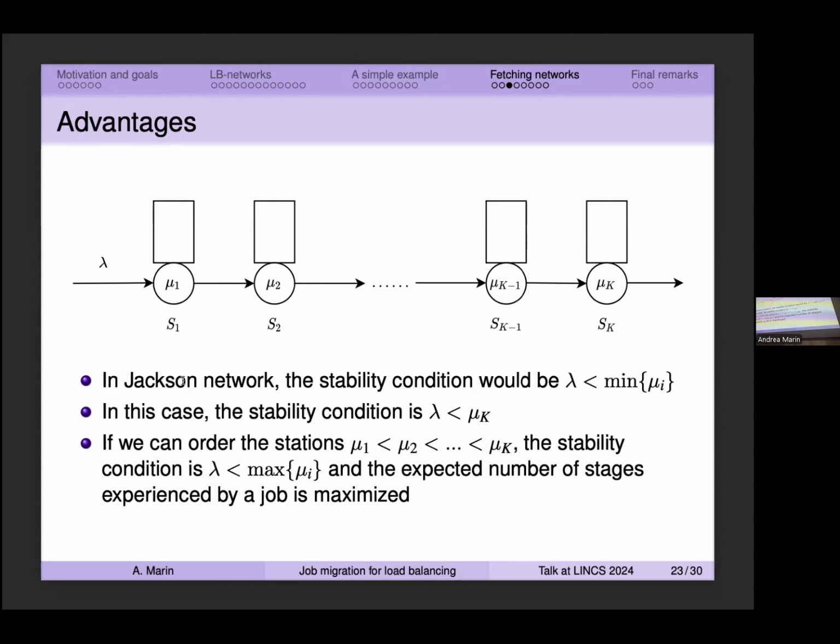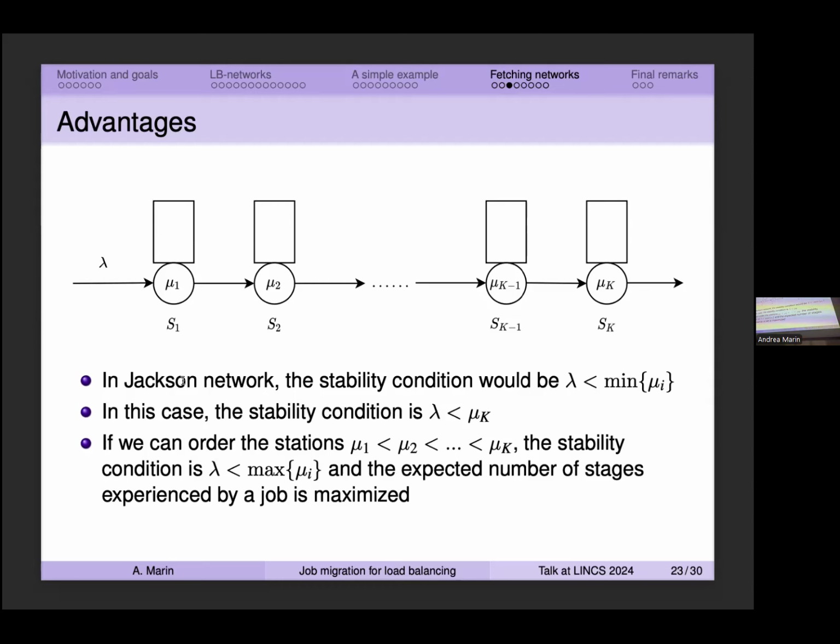In the case we have here, lambda must be strictly lower than the last service rate, okay? And if you're able to order the service rates in increasing order, the stability condition is that lambda must be lower than the maximum of the service rates. Is the second statement obvious? That the stability condition for your policy is lambda less than mu_K? Is it obvious?